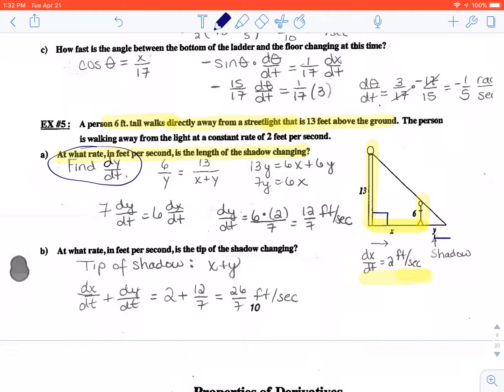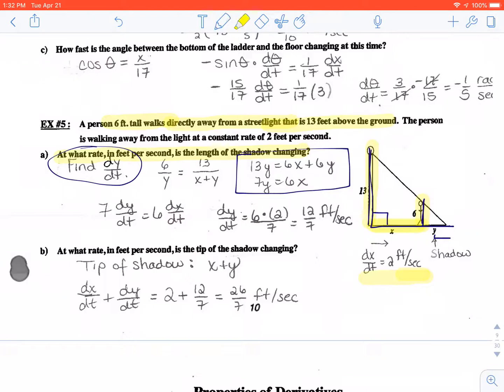Proportion you could set up a number of ways. One way is 6 is to y as 13 is to x plus y. You could have also set it up 13 is to 6 as x plus y is to y. We would get the same thing once we cross multiply. And then we can get 7y equals 6x.